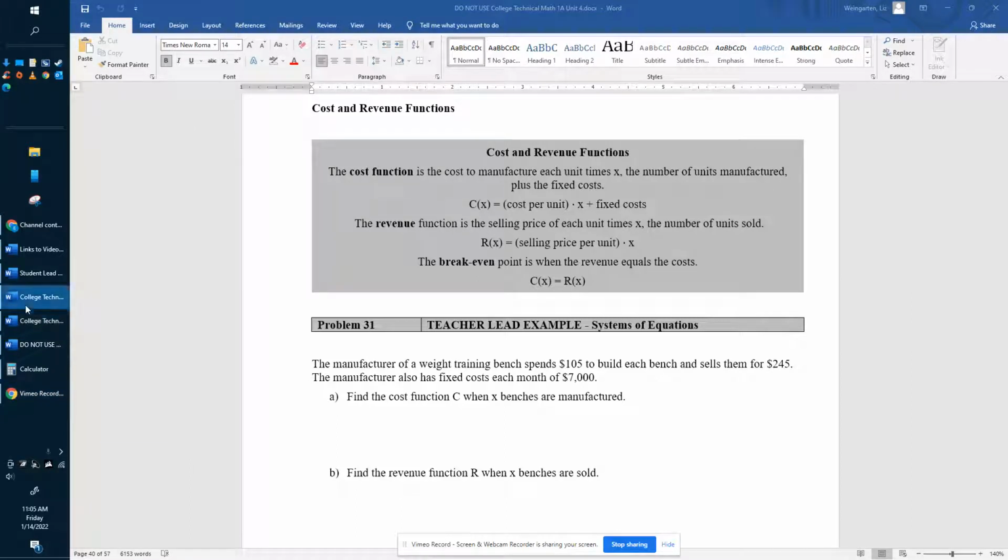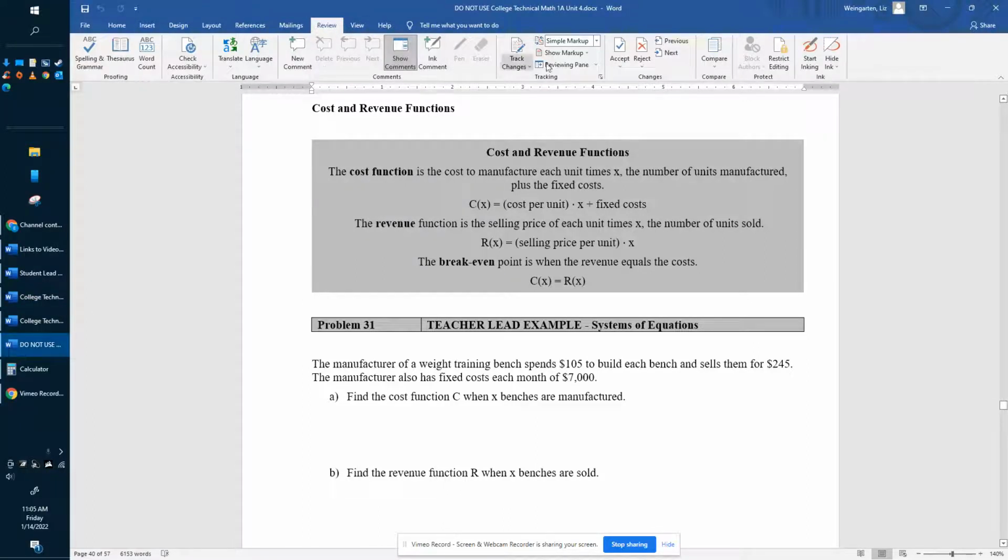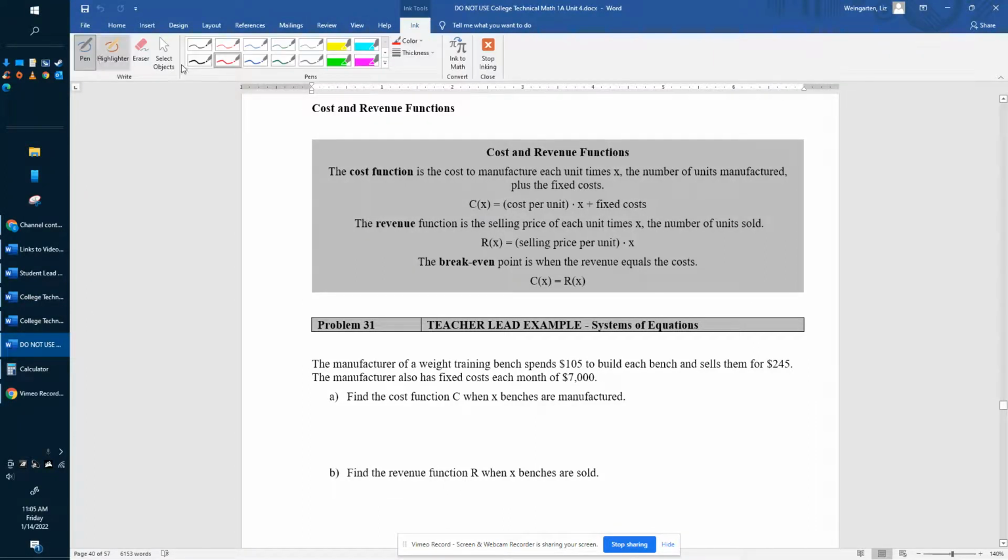In our final video on word problems involving systems of equations, we are going to look at cost and revenue functions. So a cost function is the cost to manufacture a unit plus any fixed costs. Revenue function is the selling price of each unit times X, the number of units sold. Break-even point is when your cost function equals your revenue function. So let's take a look at these.